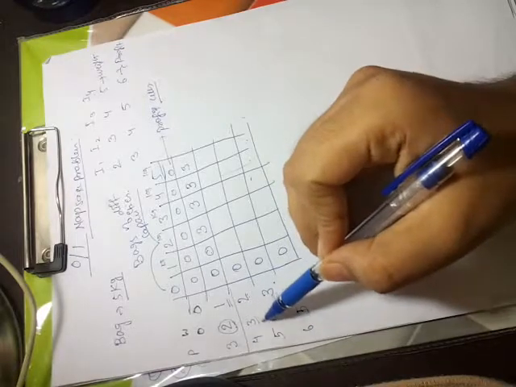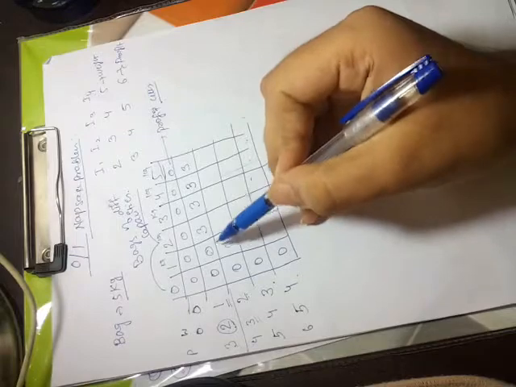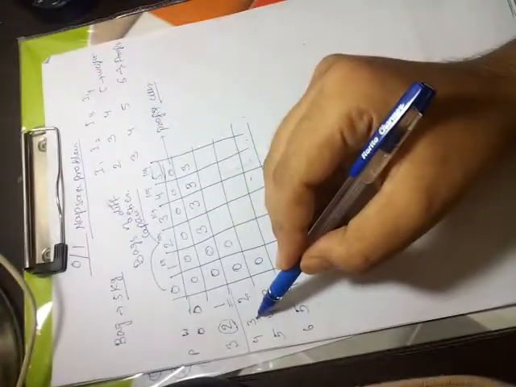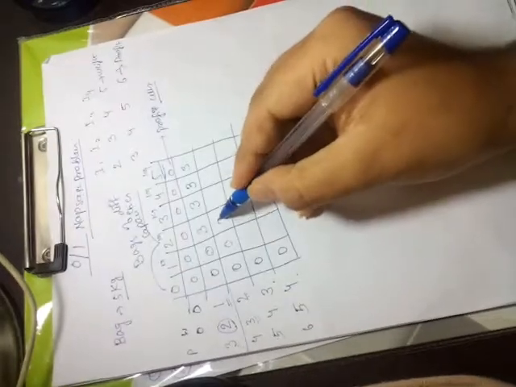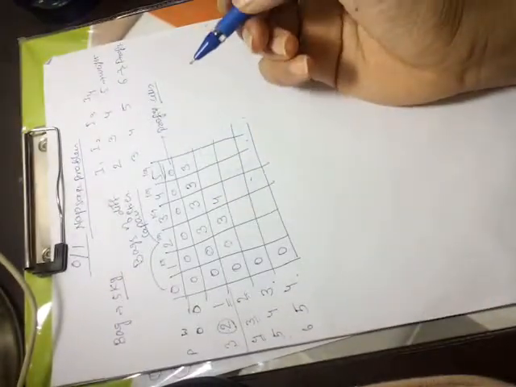Now come to the second item. The second item weight is 3. Can I put this 3 in a bag of capacity 1? No, I cannot. Just copy the previous entries. Can I put this 3 kg in a bag of 2 kg? No. So just copy the previous entries. Can I put this 3 kg in a bag of 3 kg? Yes, I can. So what will the profit be? Profit will be 4.